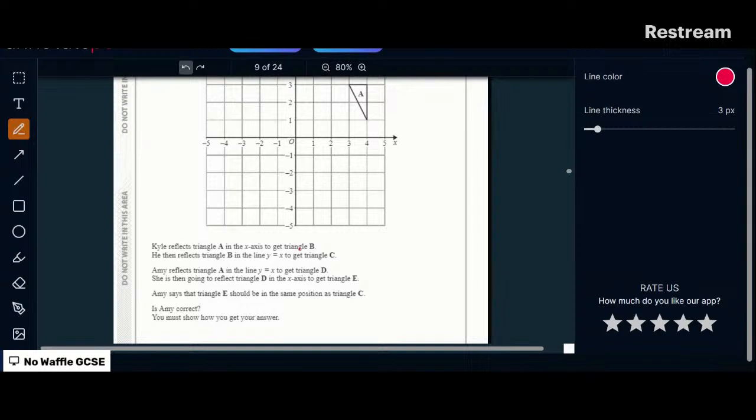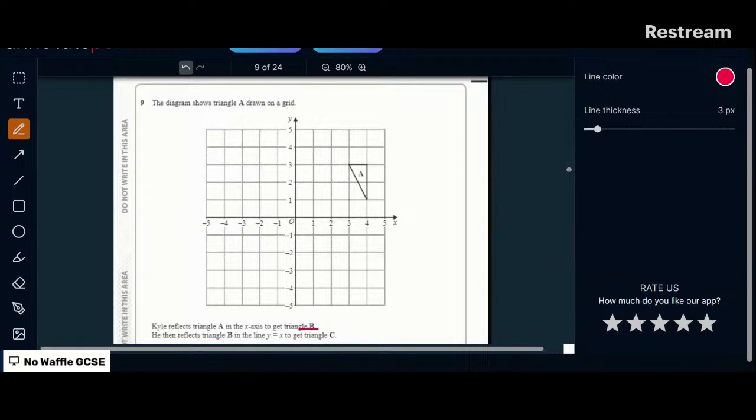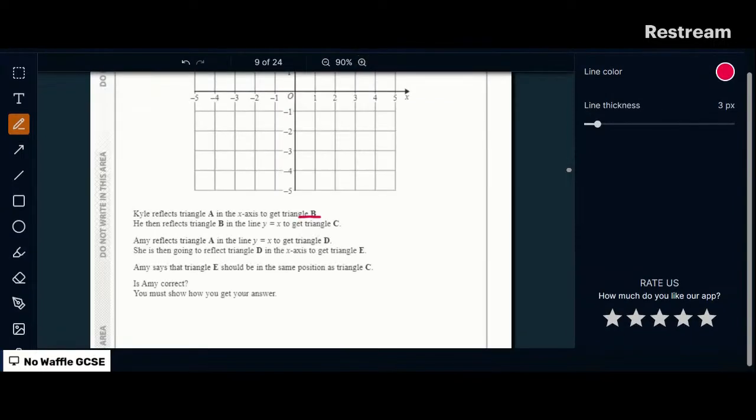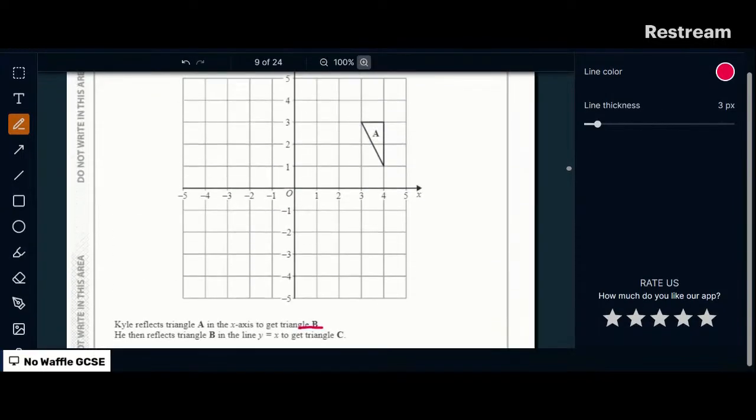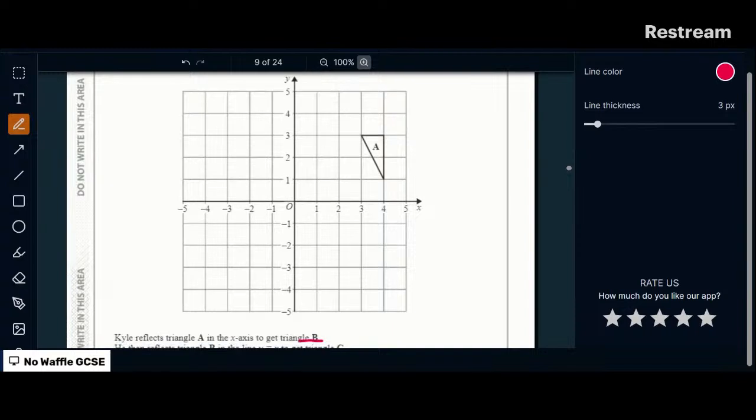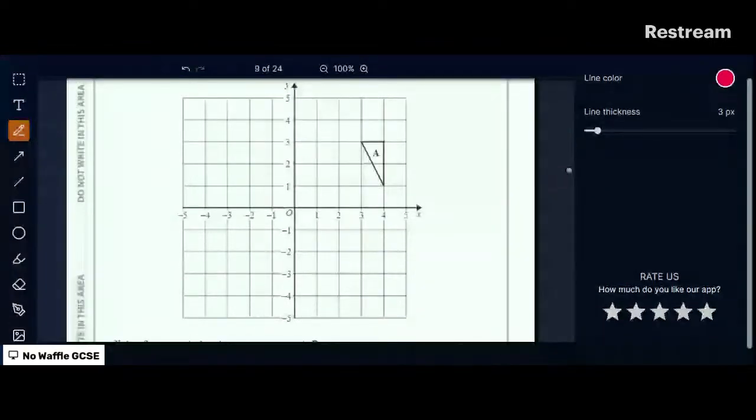So to get to triangle B, you need to reflect the triangle in the x-axis. So that's pretty simple, not too difficult. So reflecting this triangle into the x-axis is generally simple. So our first step, reflect it in the x-axis.